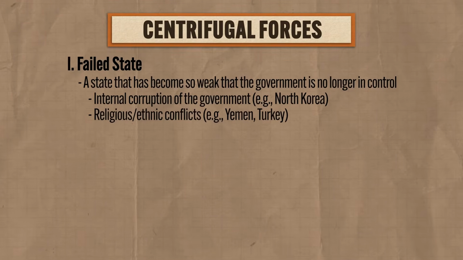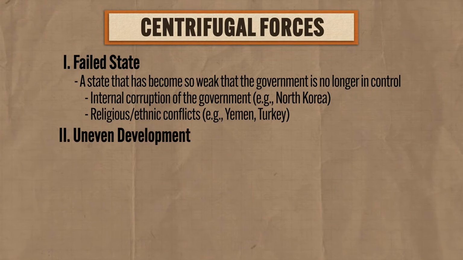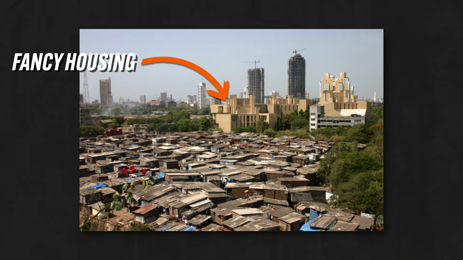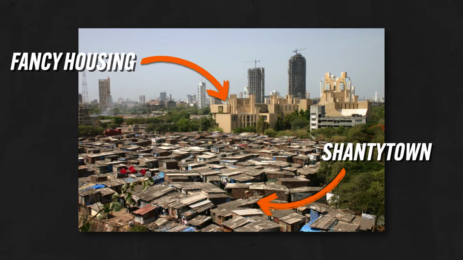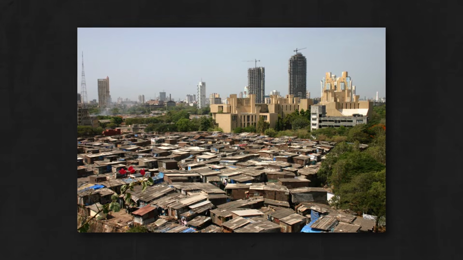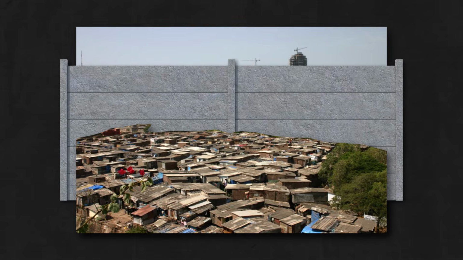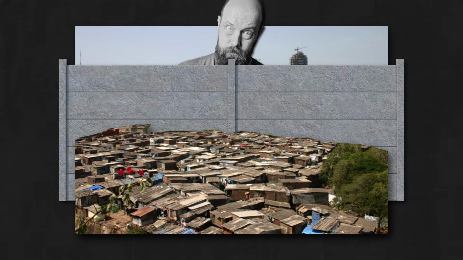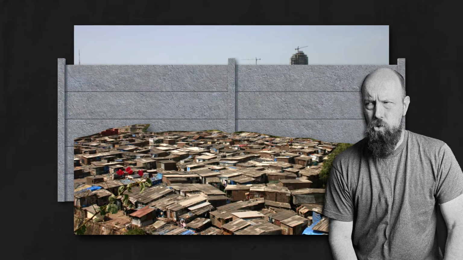Okay, the second potential consequence of centrifugal forces includes uneven development, which means that some parts of the state are more developed and some are less developed. In India, for example, there are sharp geographical differences between very wealthy populations and very poor populations. Like, look at all this fancy housing right next to all this impoverished housing in Mumbai. And you can see examples just like this all throughout the country, and often these wealthy areas are demarcated by walls so that the fancy schmancy people don't have to interact with the impoverished rabble in the shanty towns.